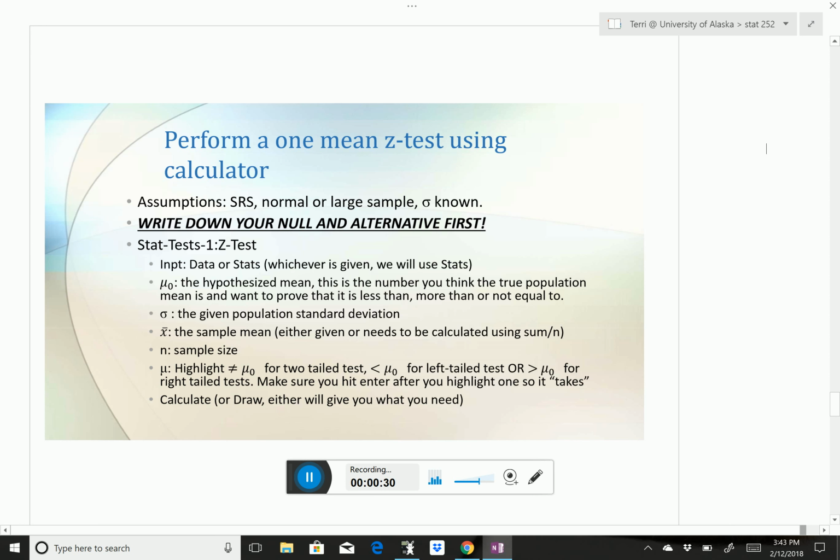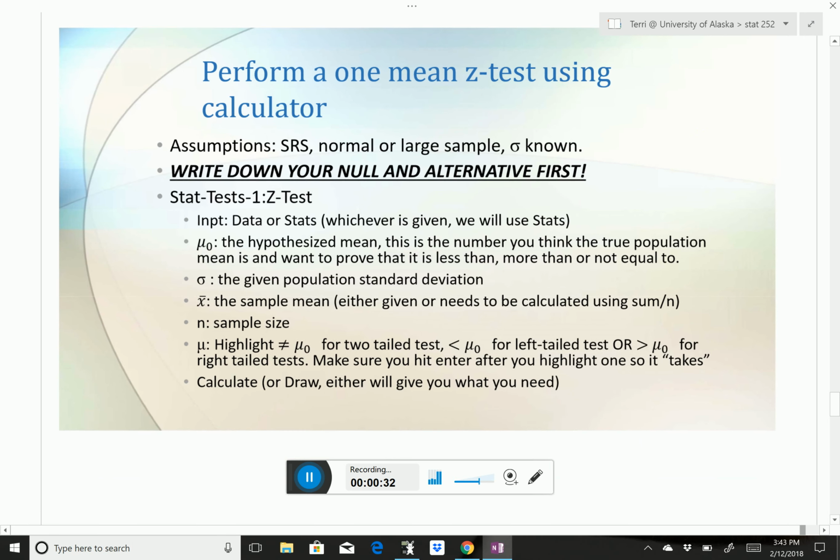So our assumptions for a one mean z test are that we have a simple random sample. It comes from a normal or large sample. Remember, large sample has to be greater than 30. And sigma is known. Of course, this is kind of unrealistic, and we'll move on to t-tests next time.